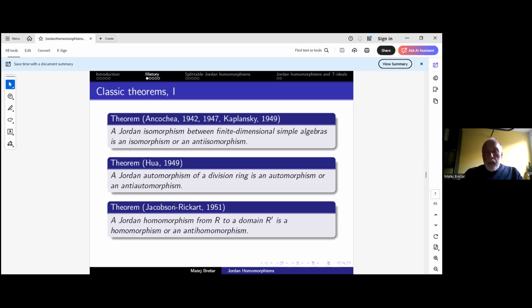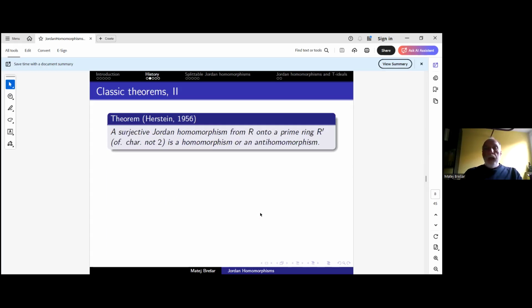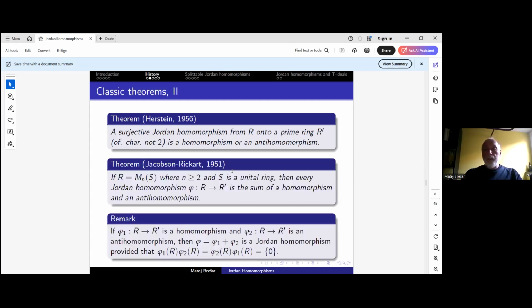Now, Jacobson and Rickart slightly later extended this to domains, so rings without zero divisors. It's enough that the second ring has no zero divisors, and then the only Jordan homomorphisms are homomorphisms and anti-homomorphisms. Herstein proved that every surjective Jordan homomorphism onto a prime ring is also just a homomorphism or an anti-homomorphism.